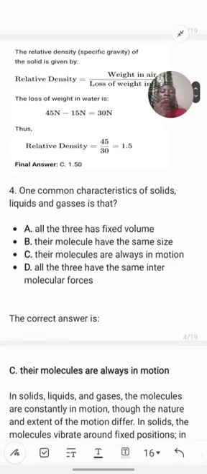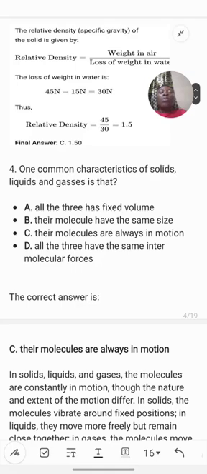Then they say one common characteristic of solids, liquids, and gases is that, okay, when we talk about solids, liquids, and gases, what is one thing that is common to the three of them? And the correct option there is that their molecules are always in motion. All of them don't have a fixed volume. If we use the ice cube for instance, if the liquid becomes an ice cube, you will discover that the volume will not be fixed.